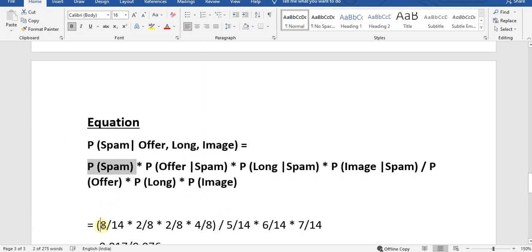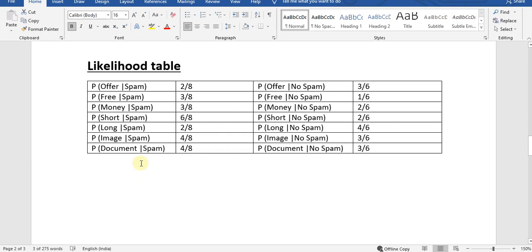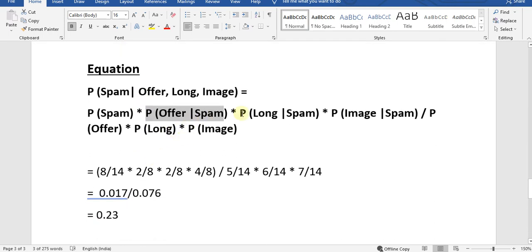So that's why I have written probability of spam equal to 8 by 14. Then I have probability of offer given spam, probability of long given spam, and probability of image given spam. These values are present in the likelihood table, so you can refer to the likelihood table. I have just replaced these three values here, that is 2 by 8 into 2 by 8 into 4 by 8, divided by the individual probability of these values, that is probability of offer.